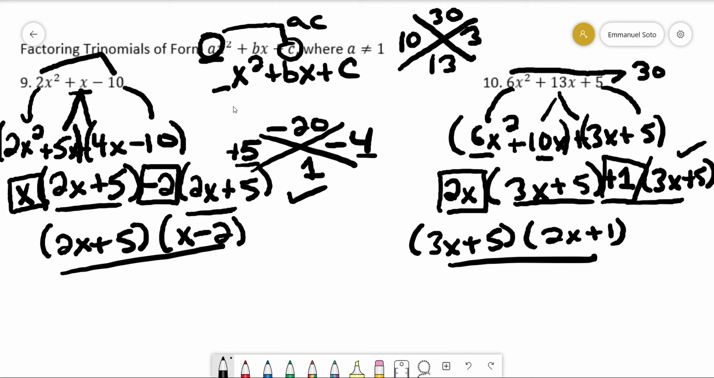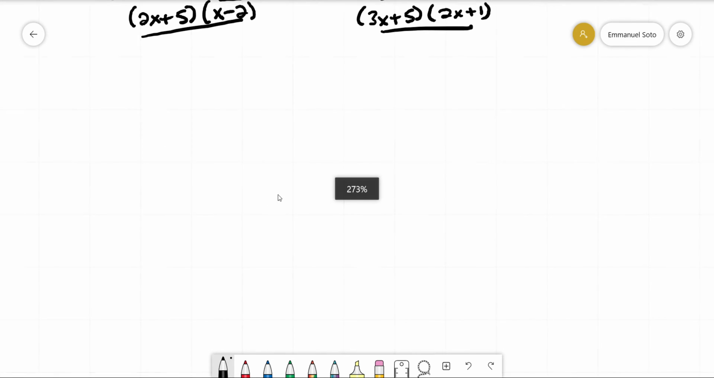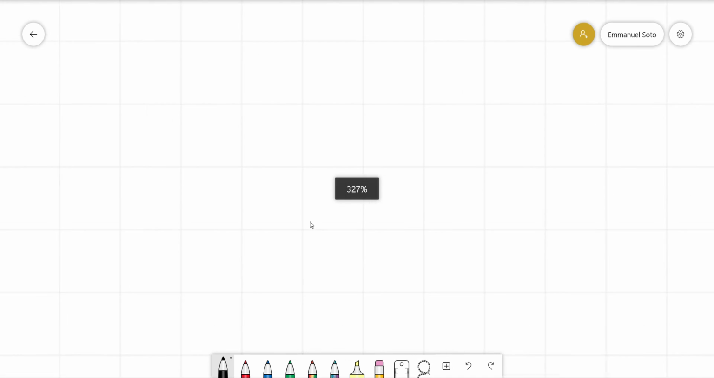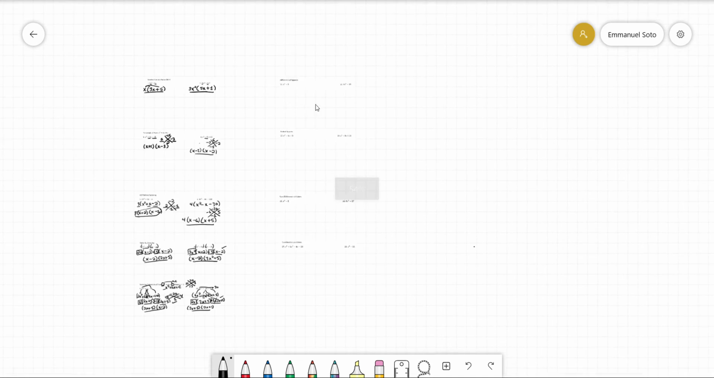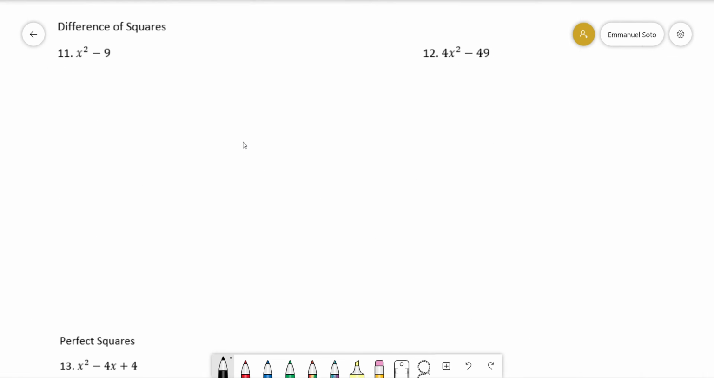That's done. So the next type of problem that they can throw at you is difference of squares. We call it difference of squares because you're subtracting two squares. So this is a perfect square, this is a perfect square.